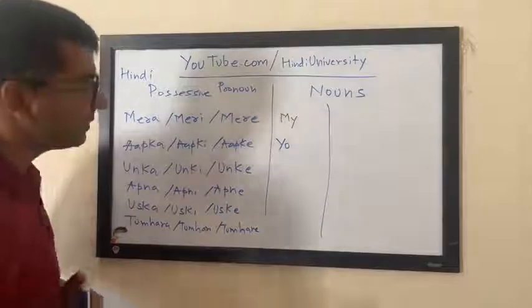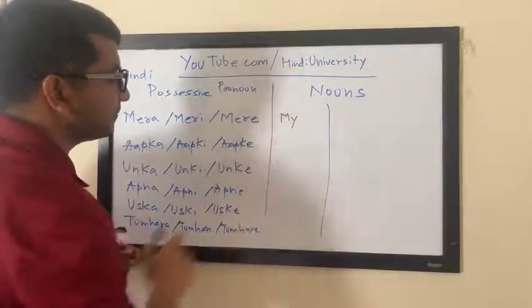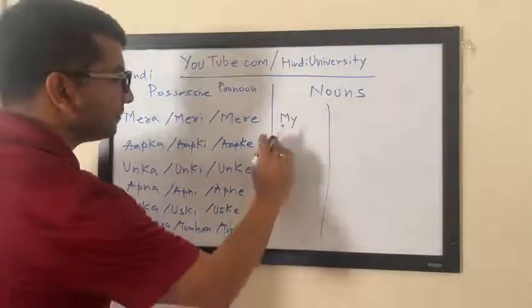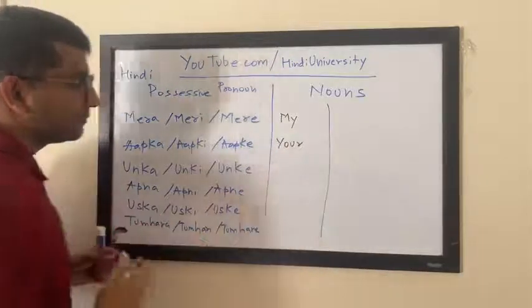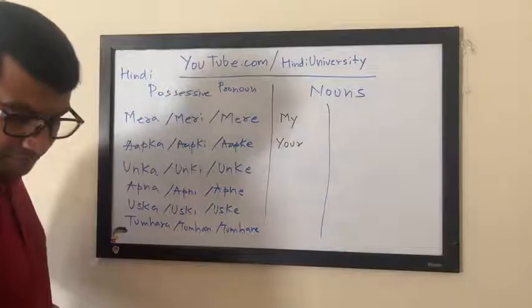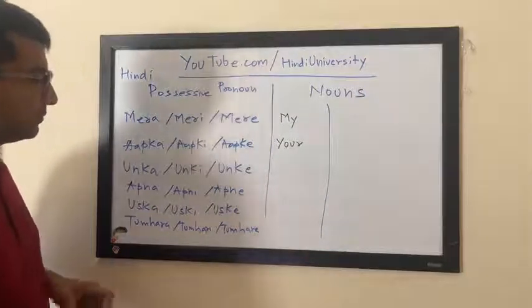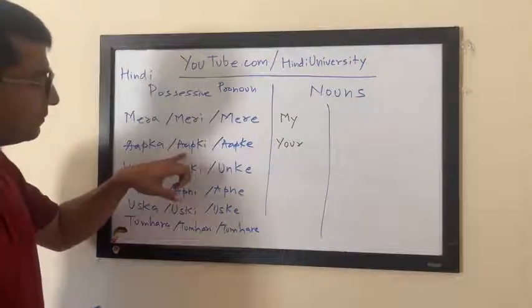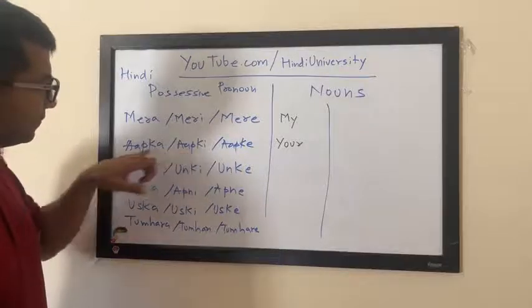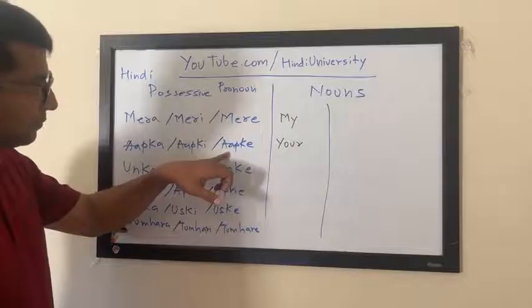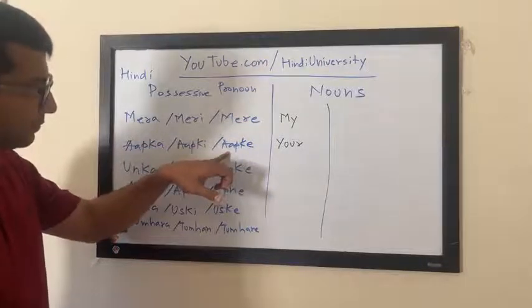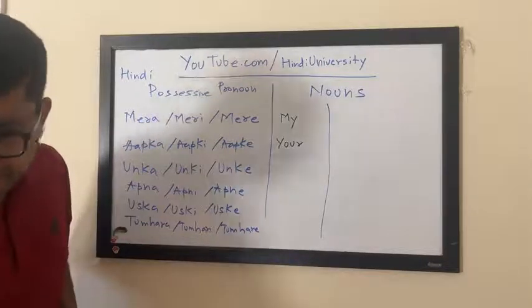In case the noun located behind this possessive pronoun is female, then aapki, and if it is masculine, then aapka. And in case of masculine plural, then we use aapke. Great, great. This is fantastic.